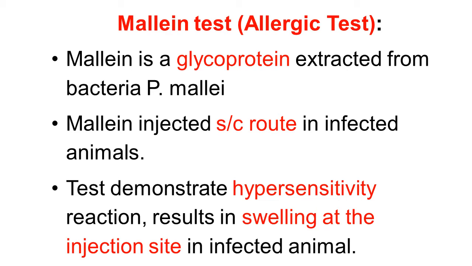Now what is mallein? Mallein is a glycoprotein extracted from the bacteria P. mallei. This mallein is injected by the subcutaneous route in the infected animal. When it is given subcutaneously in the infected animal, it demonstrates a hypersensitivity reaction, and it generally results in a swelling, an inflammatory reaction at the site of injection, and that suggests a positive animal or negative animal.